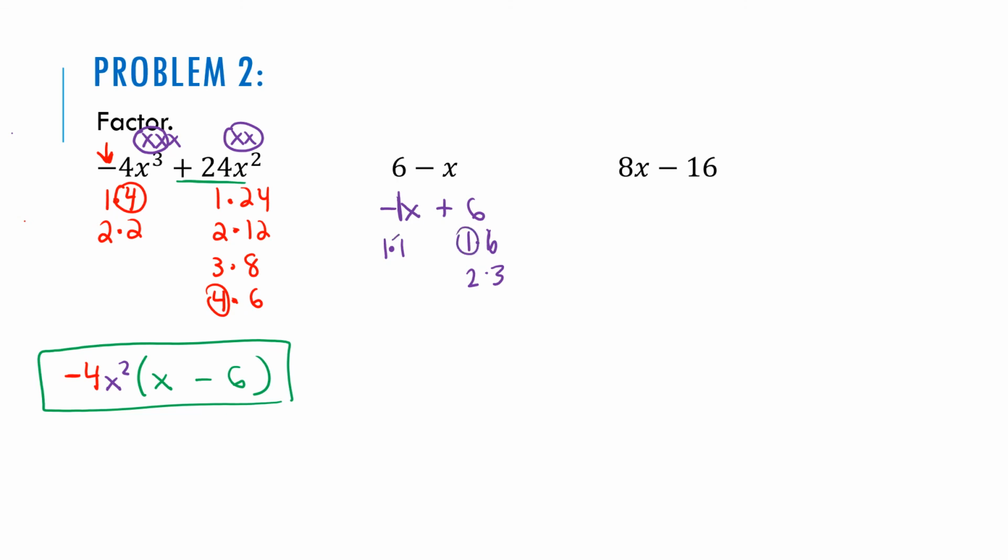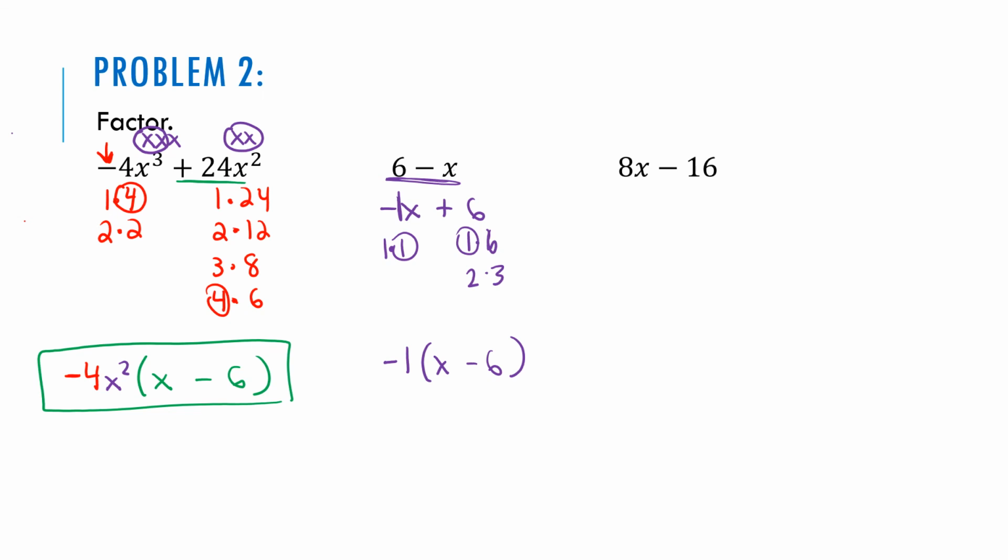The biggest thing they have in common is a 1, but since the first term is a negative, it's negative 1. And so negative 1 times what gets me negative 1x? X does. Negative 1 times what gets me positive 6, then negative 6. So basically a shortcut when you see this is essentially you write a negative 1 in front and you switch the two terms.